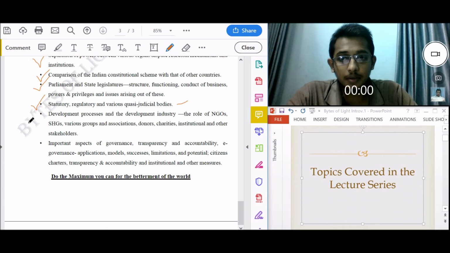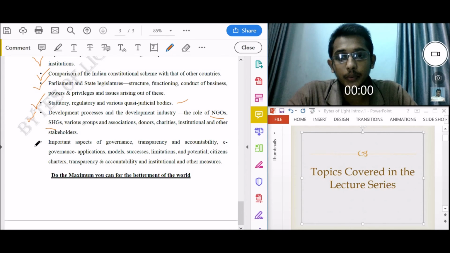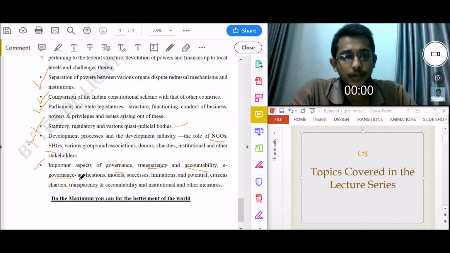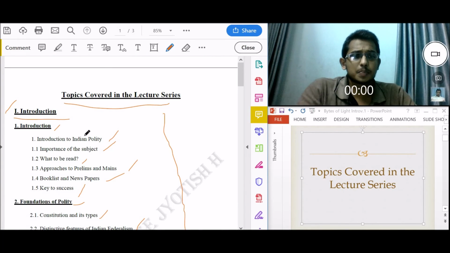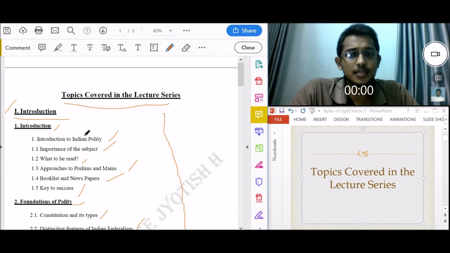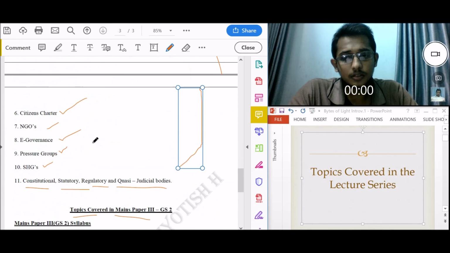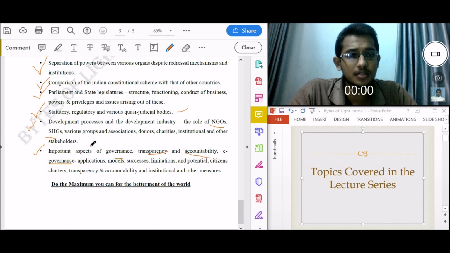If you see development process and development industry, that is NGOs, SHGs, that also you can see. Important aspects of governance, transparency, accountability, that also we have covered. So we have tried to cover the majority of the topics. So that's what you can expect from this particular lecture series, and all the notes of these lectures would be uploaded with the video and you can access the link. So thank you. This was about our lecture series and the topics.